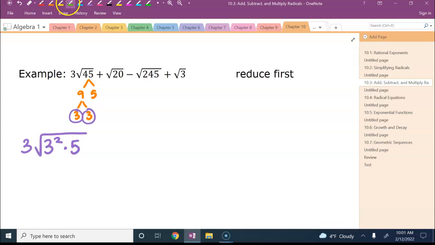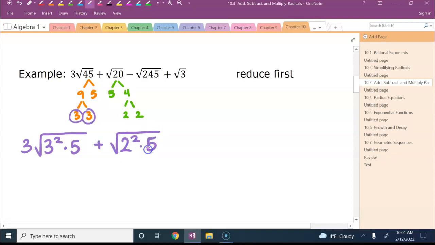Moving on to the 20, this would be 5 times 4, and 4 would be a group of 2 because you've got two 2's there. So underneath that square root we would have 2 squared times 5. For 245, I could break that apart to 5 times 49. 49 would be 7 times 7, so there's your group of 2. So it'd be minus the square root, we'd have 7 squared times 5.